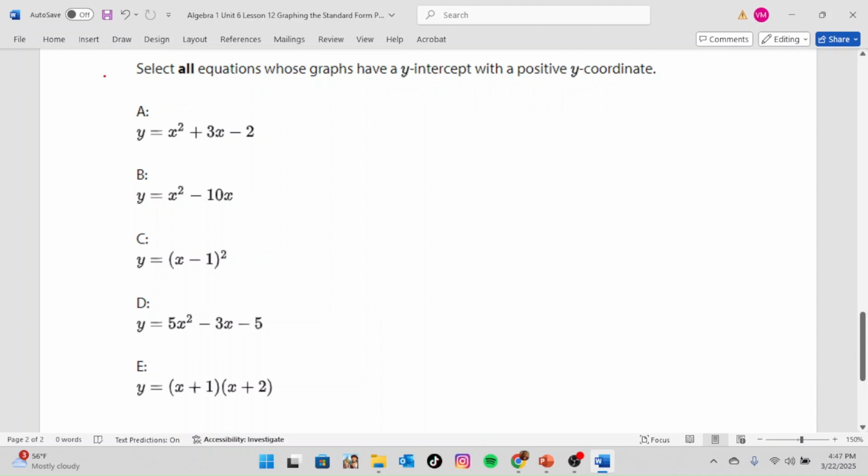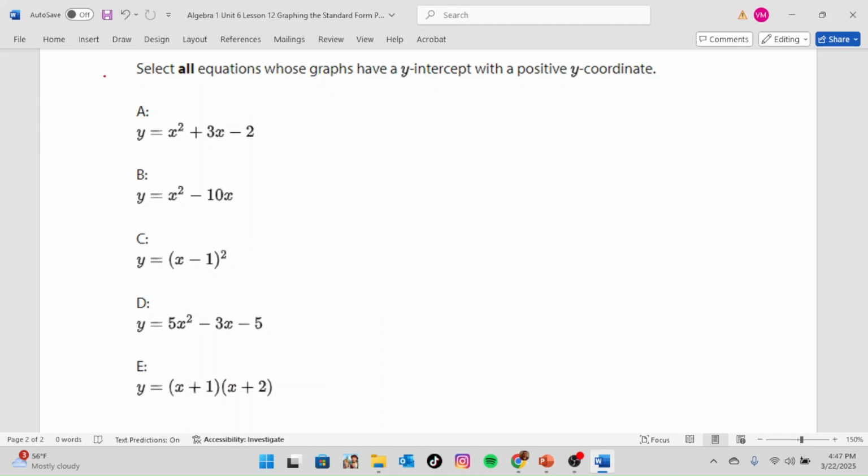Our next practice problem says select all equations whose graphs have a y-intercept with a positive y-coordinate. Now we have a mixture of equations here. Some of them are standard form, and some of them are factored form. We can do the standard form first because they are the easiest to answer this question.